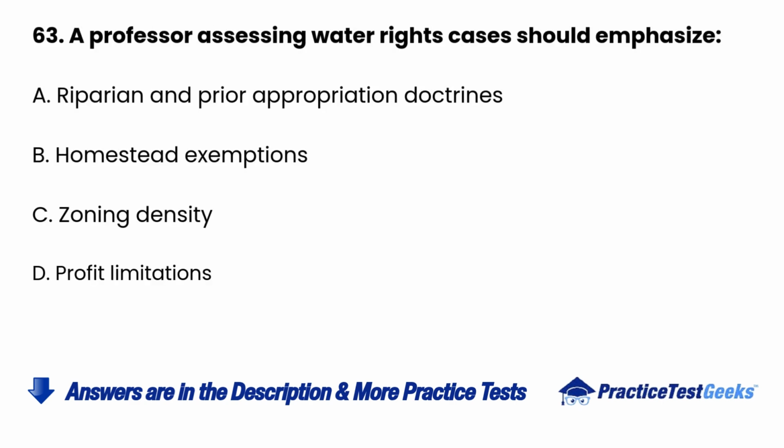63. A professor assessing water rights cases should emphasize A. Riparian and prior appropriation doctrines. B. Homestead exemptions. C. Zoning density. D. Profit limitations.